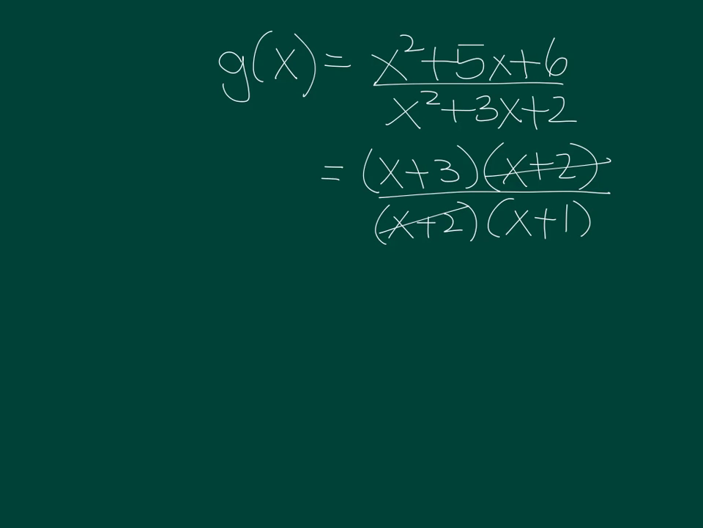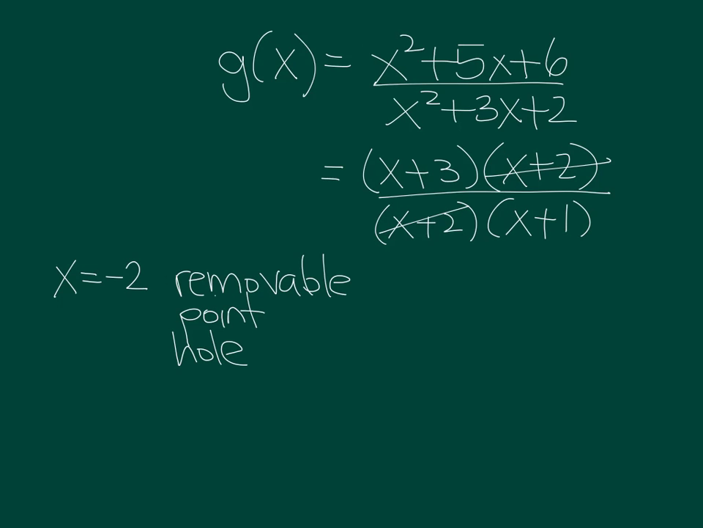Now what does that mean? Well, that means when x is negative 2, we have a removable discontinuity. Removable. So in other words, we have a hole in the graph, or we might call that a point discontinuity, or a hole in the graph. But that actually wasn't the question. The question was, when do I have a vertical asymptote? Well, now I'm left with x plus 3 over x plus 1.